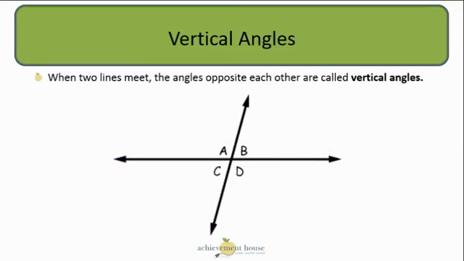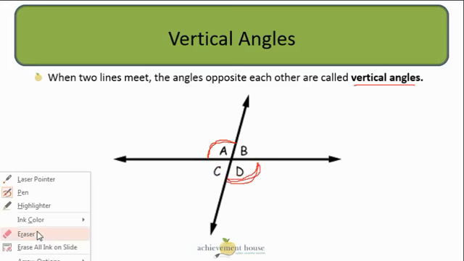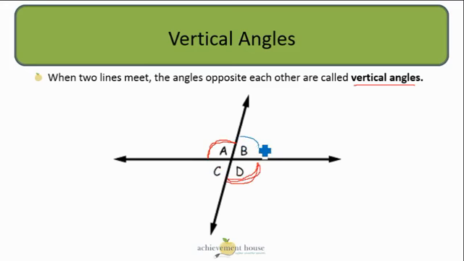Well, when two lines meet, the angles opposite each other are called vertical angles. Now, we've talked about them before. They're the angles opposite each other. So, in this figure, A and D are vertical angles, and angles B and C are vertical angles.